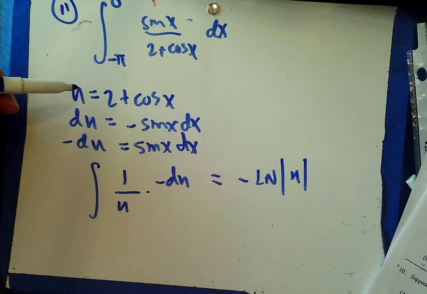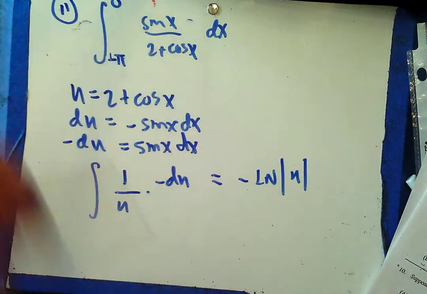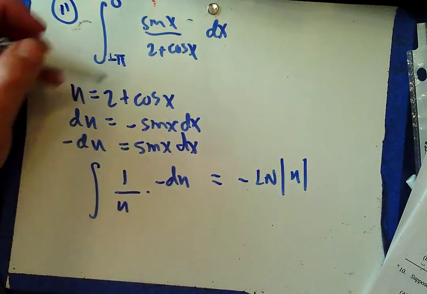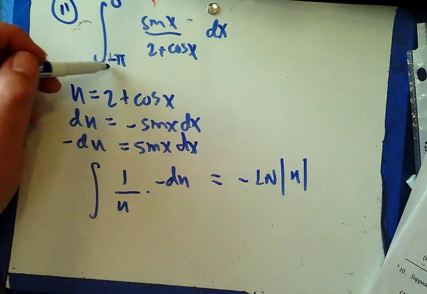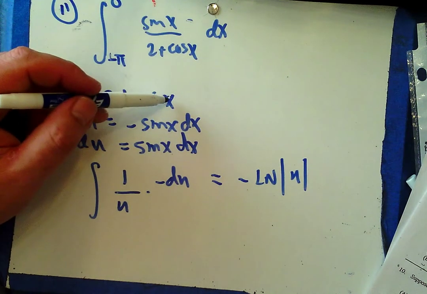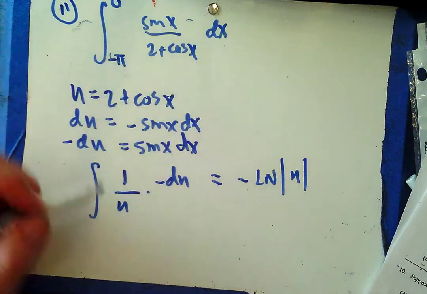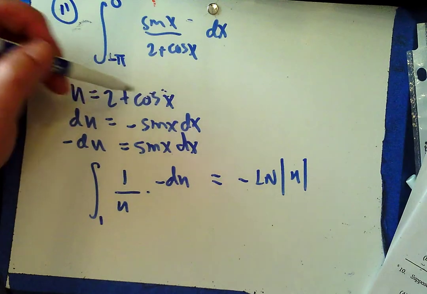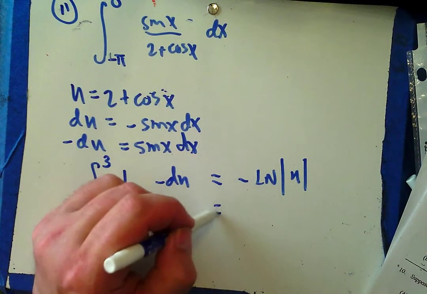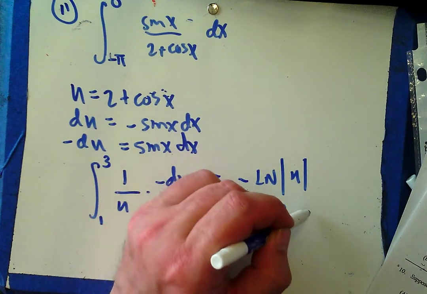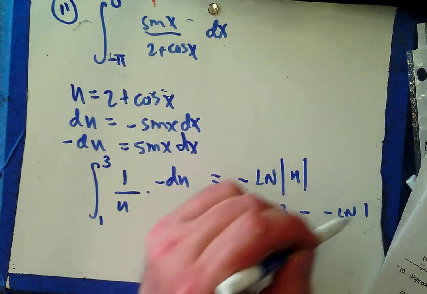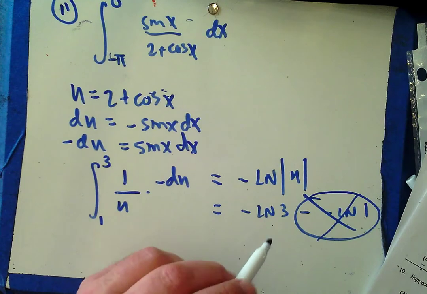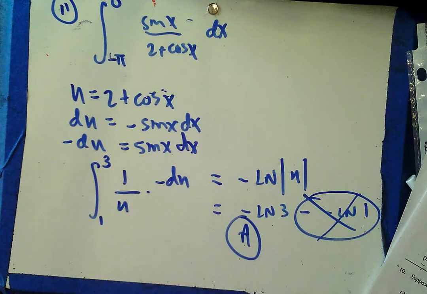Now, we want to evaluate from negative pi to 0. So I can take these and plug them in here and use some u-bounds. Let's practice that. If I plug in a negative pi, cosine of negative pi is negative 1, plus 2 is 1. And if I plug in a 0, cosine of 0 is 1, plus 2 is 3. And so this is going to be negative ln of 3 minus negative ln of 1. ln of 1 is 0, so all this goes away, and I just have negative ln of 3, which is choice A for number 11.